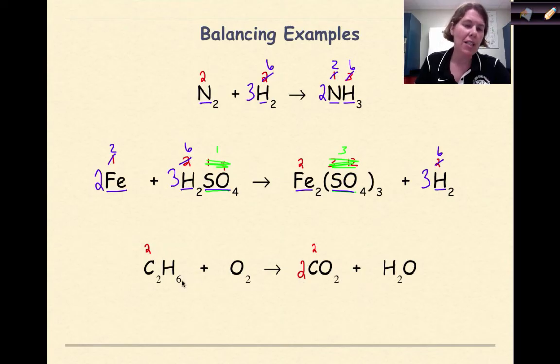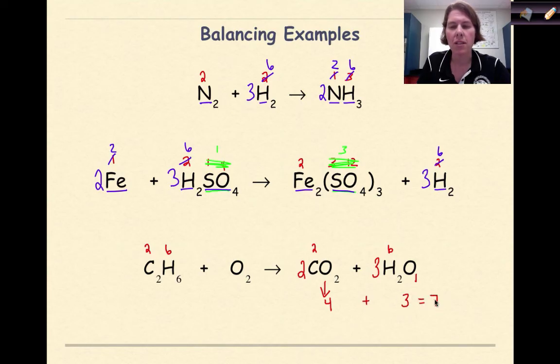I have 6 hydrogens. I need 6 hydrogens over here, so I'm going to put a 3 in front, and I'm going to make this 6. And then finally, the last thing I'm going to do is balance my oxygens. So now I look at this and I say, well, 2 times 2, that's going to give me 4 oxygens. 3 times, technically 1, that's going to give me 3 oxygens. And oh no, that's going to give me 7.